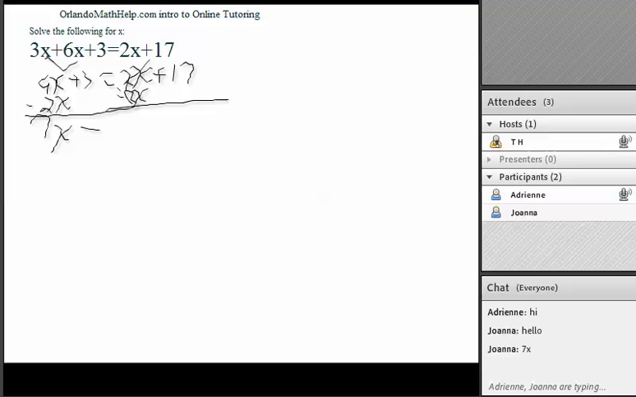Then we rewrite the problem. So 7x on this side of the equation, and whoops, we've got to bring down that plus 3 as well. Okay.